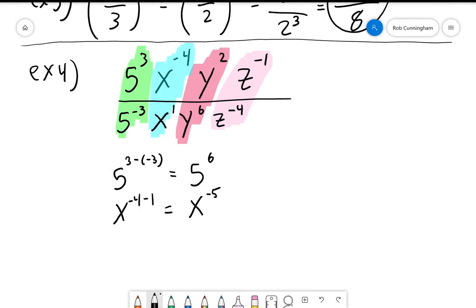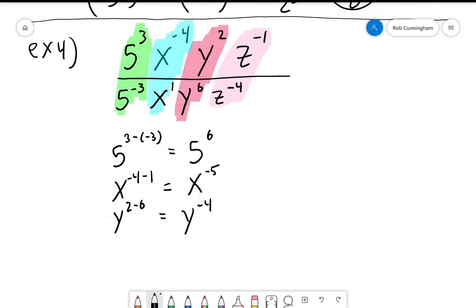How about the y's? y to the 2 minus 6. If I'm at positive 2 and I go down 6, that's 1, 0, negative 1, negative 2, negative 3, negative 4. Yes, I just counted on my fingers. I know you couldn't see it, but that's what I did. Don't be afraid to count on your fingers. That's what they're for. How about z?